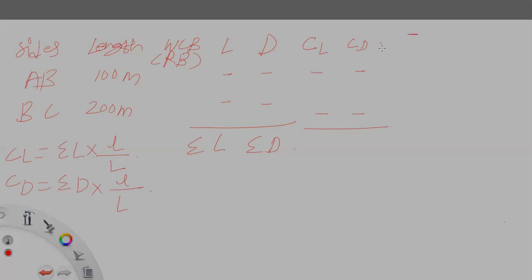You will get the corrected value of latitude and the corrected value of departure. Now how will you get the corrected values? You have to make the addition of these two to get this value. Okay. Again, you have to make the addition of these two to get this value. Okay.